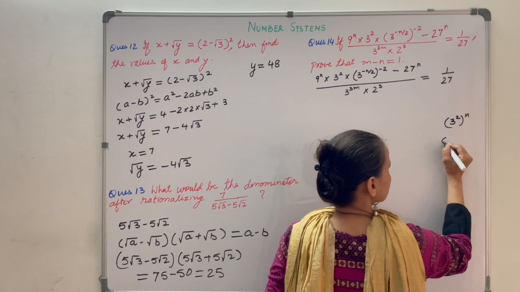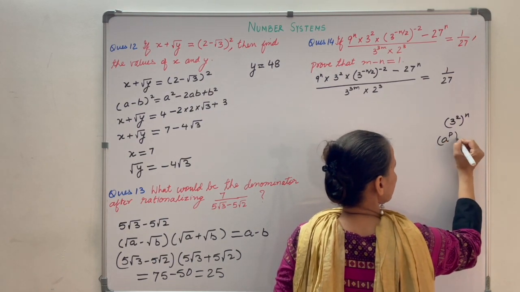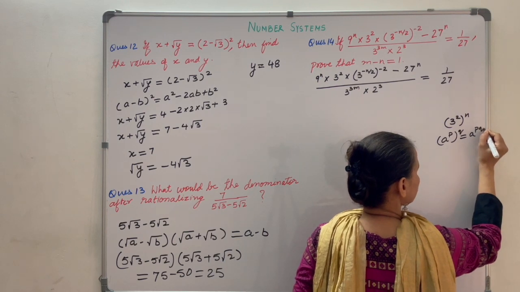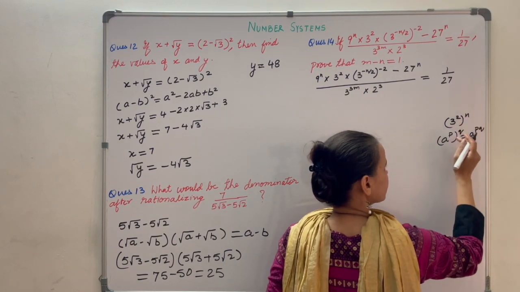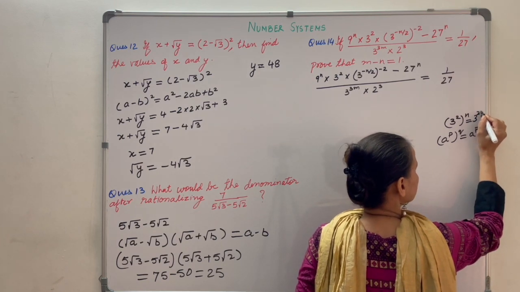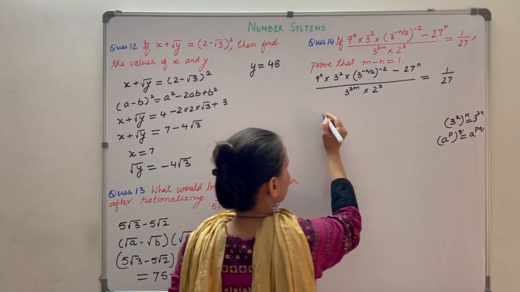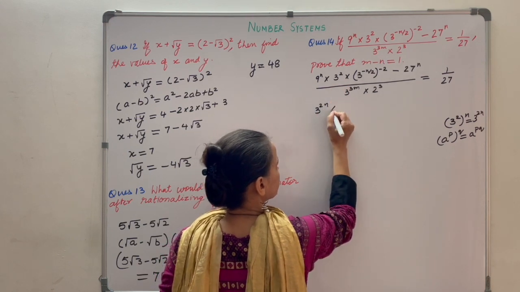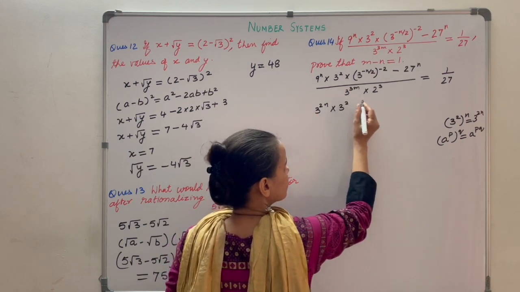So using this law, a raised power p whole raised power q, you can rewrite it as a raised power p into q. So you are multiplying the exponents. So what will you get here? 3 raised to the power 2n. So let us write it down. So here you will have 3 raised power 2n into 3 square.